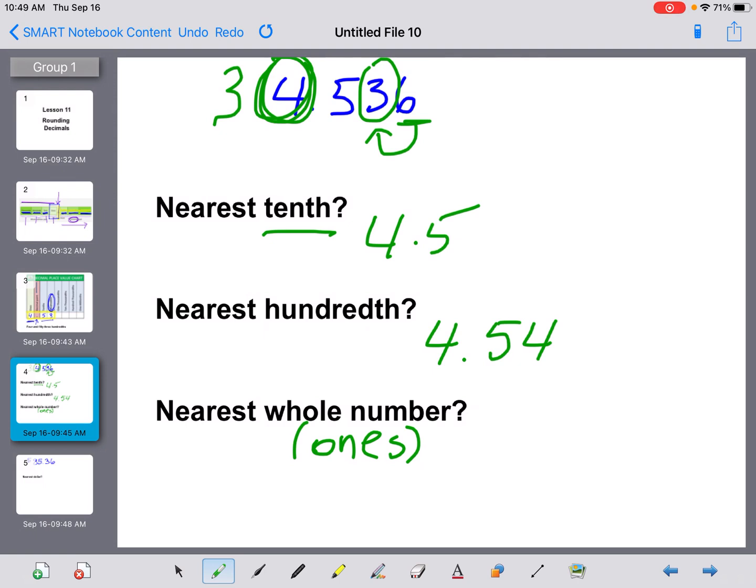So since our 4 is our target number, get rid of that 3, the 5 becomes the helper number. It helps us decide what we are going to do with that 4. Well, it's 5 or more, so we need to raise the score. So the nearest whole number here would be a 5. And just like the other ones, you could do 5 decimal 0 or 5.000, but you don't actually need to because that means the same thing as 5. So nearest whole number would be a 5. And maybe I could say if this was a 34.536 and you need to round it, you would end up with a 35.